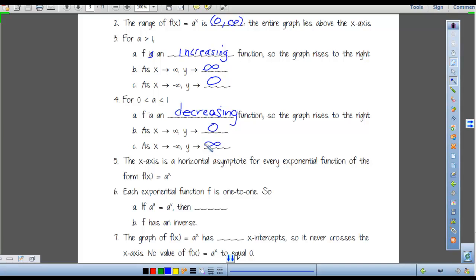The x-axis is a horizontal asymptote for every exponential function of the form f of x equals a to the x. For each exponential function, f is 1 to 1. So if a to the u equals a to the v, then u equals v. We used that property a little bit earlier, and we'll use it again. Also, f has an inverse. That's going to be the logarithmic function. We'll talk about that later.